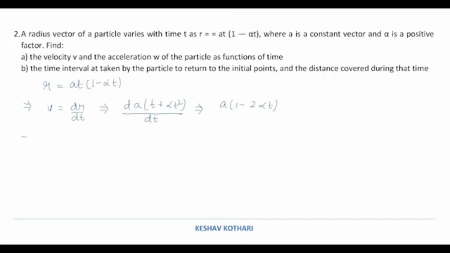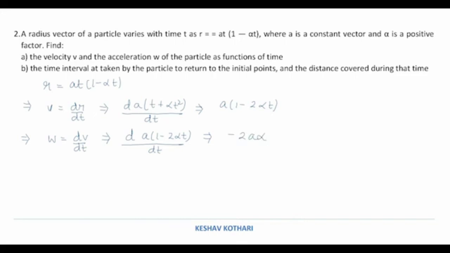Now for the calculation of acceleration, we are denoting acceleration with w over here. We write acceleration as dv by dt. Now when velocity is a function of time, we write acceleration as dv by dt, and on differentiating the derivative of a (1 minus 2 alpha t) with respect to t, the derivative of a will be 0 because it is constant, and then we obtain minus 2a alpha.